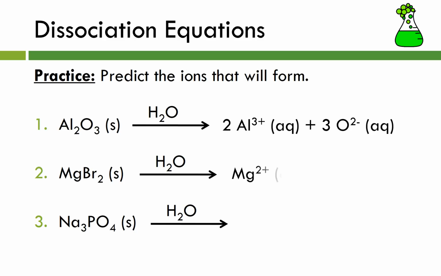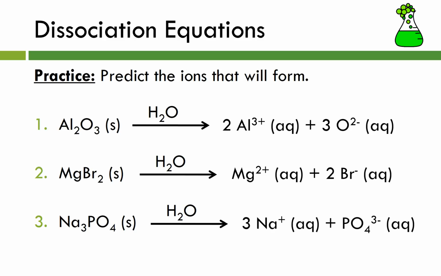Magnesium bromide: Mg2+ and 2 Br-. And sodium phosphate, don't be fooled here by the 4 from the phosphate. This is not Na4+ and PO3-. Phosphate is polyatomic. We have 3 Na+ ions, and then we have only one phosphate, PO4 3- ion.